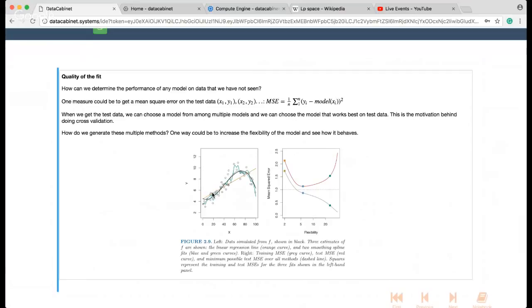Now we can plot how, on increasing flexibility, your model's test error and training error behave. As you increase the flexibility of a model, or the polynomial degree of the model that you're fitting, the training error definitely keeps going down, because you can fit all the points. You can see this green one fits these points much better, so training error has to go down. But what we see is that the test error actually starts going up after a while.